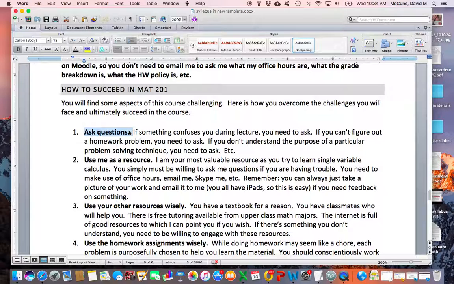And I really want to emphasize right here, some students think that if they find something confusing or hard and they ask me about it, I'm going to judge them. I'm going to think they're dumb. I'm going to think to myself, why didn't the student get it the first time? I already explained this. Why are they asking? Okay? Some students think that.